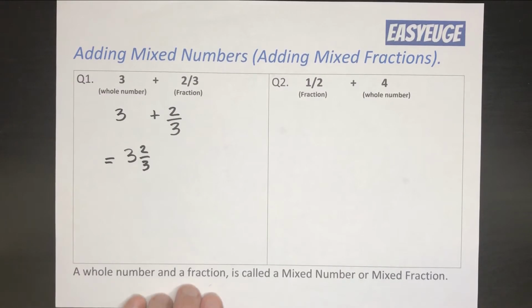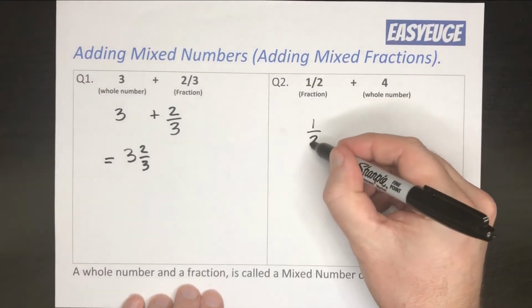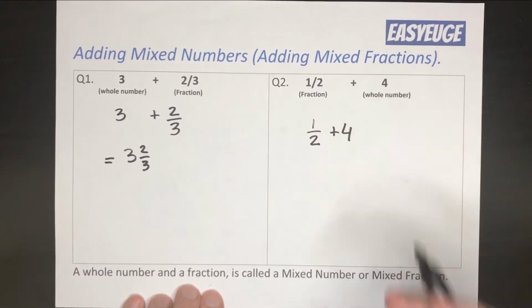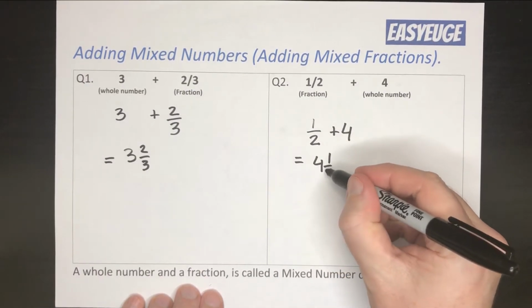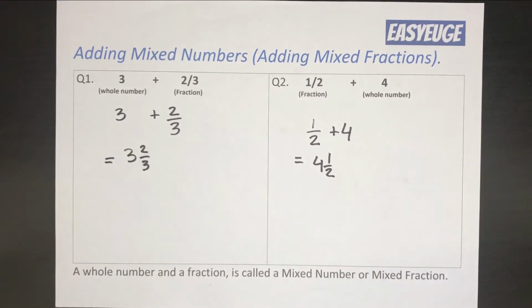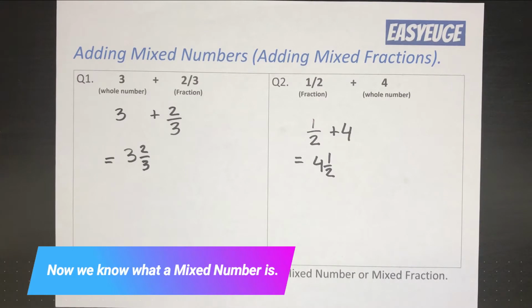So now that we know that, let's go to question 2. We have a fraction, which is a half, and we're going to add on the whole number 4. So what's the answer? Well, the answer simply is 4 and a half. It's the whole number 4 and another half. So that simply is what a mixed number is. It's a whole number and a fraction.